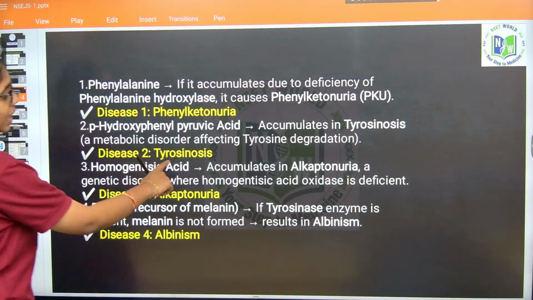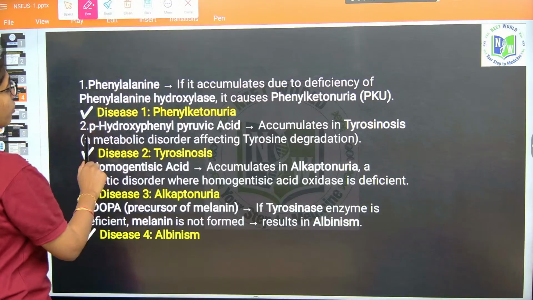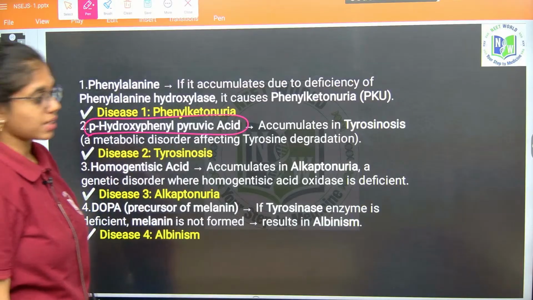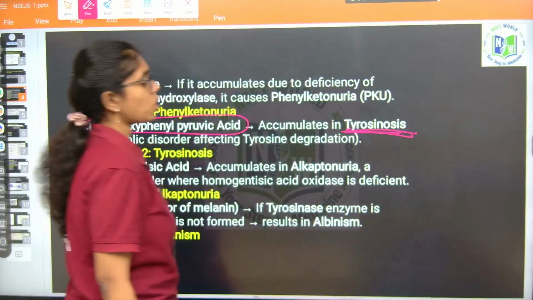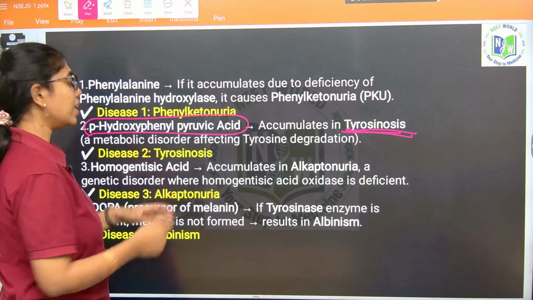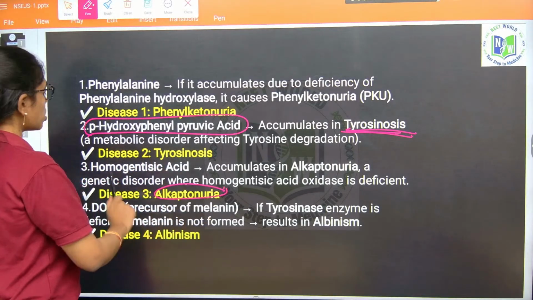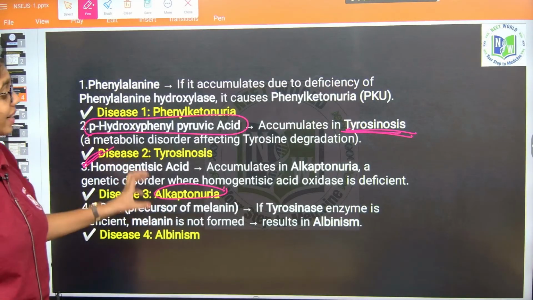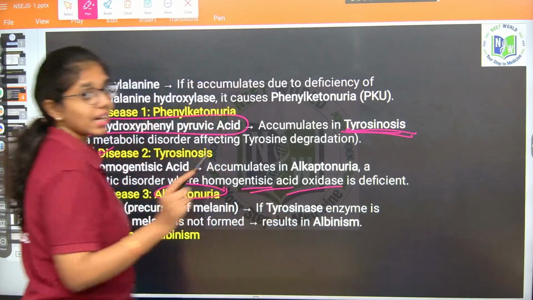Phenylketonuria. Second is tyrosinemia. This is because of the accumulation of p-hydroxyphenylpyruvic acid in tyrosine metabolism. This accumulation leads to the disease tyrosinemia, which is a metabolic disorder due to tyrosine degradation. Next disease is alkaptonuria. This is because of the accumulation of homogentisic acid. This is a genetic disorder where homogentisic acid oxidase is deficient.